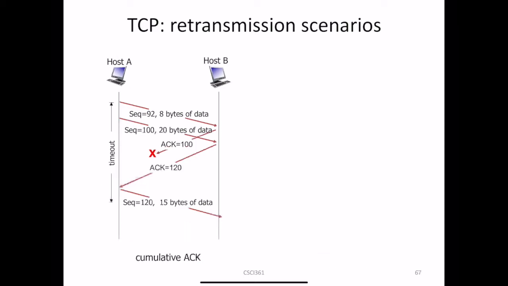The third scenario is a cumulative ACK. For this one, host A will still continuously transmit two segments, which are 92 and 100, to host B. So even though the ACK 100 is lost, as long as host A receives ACK 120, host A can guarantee that host B has already received segment 92 and segment 100 successfully, because the TCP protocol uses a cumulative ACK. So that's the beauty of cumulative ACKs.